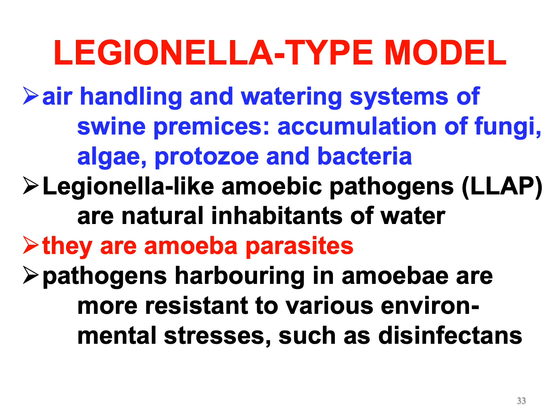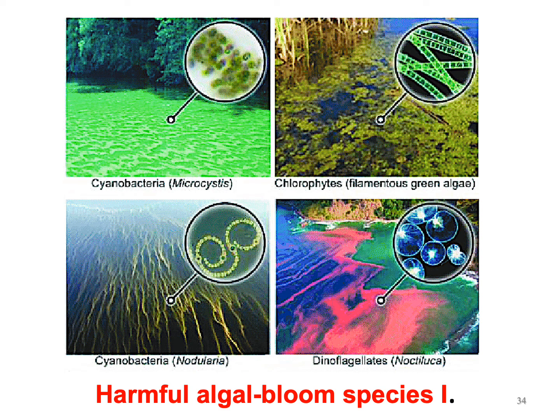They are amoeba parasites. The pathogens harboring in amoeba are more resistant to various environmental stresses, such as the disinfectants that we are using for the disinfection of the water, drinking water. Next, I will show you only as an illustration the most important harmful algal bloom species, which can be seen not only on a free surface in a river or lake, but also in a water tank. You see, for example, microcystis cyanobacteria.